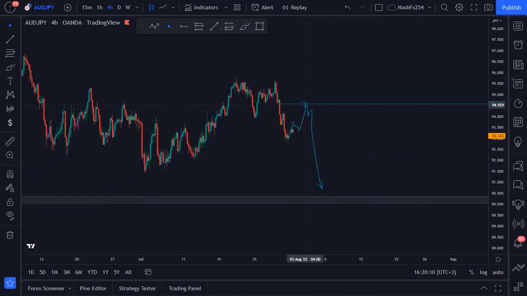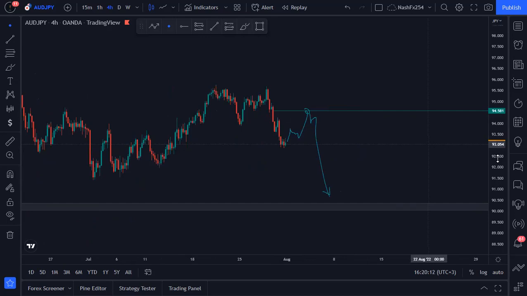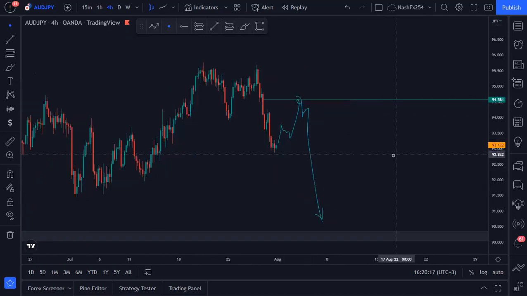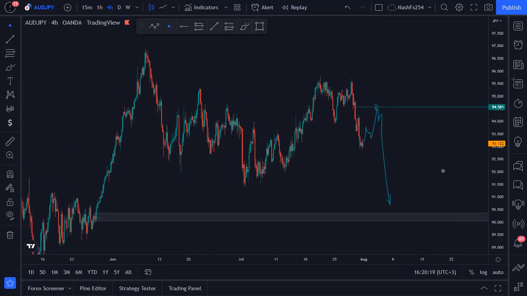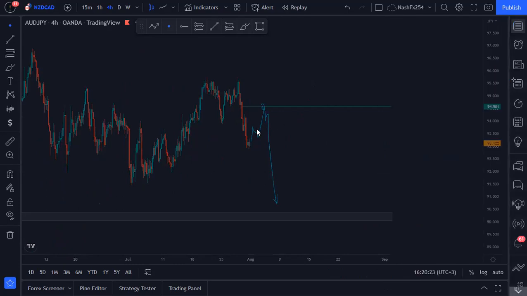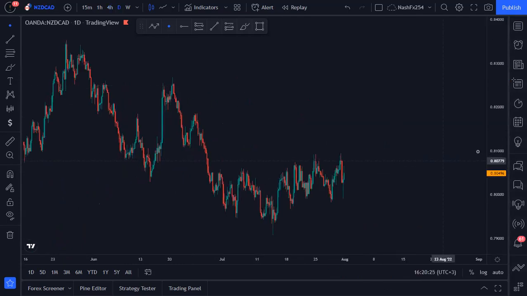This will be a minimum area to take our profits if it's to push the downside. But for now, focus on these buys over here, guys. This one will be a quick one. So I'm clear on Aussie. Next, let's go to Kiwi Cad.